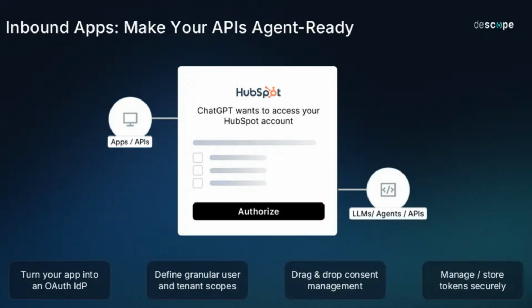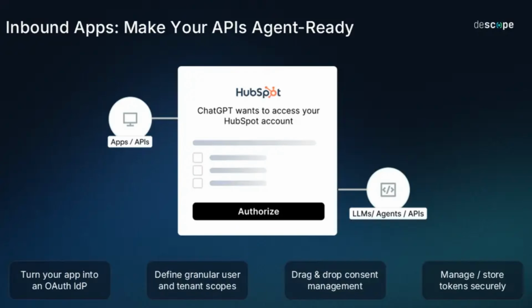By turning your app into an OAuth identity provider, you can securely expose your APIs to AI agents, define granular scopes for what the AI agent can access, and give users full visibility and control with consent management flows. I'll now hand it over to Anvi to show how an application protected by inbound apps returns scoped and secure responses when its APIs are called.